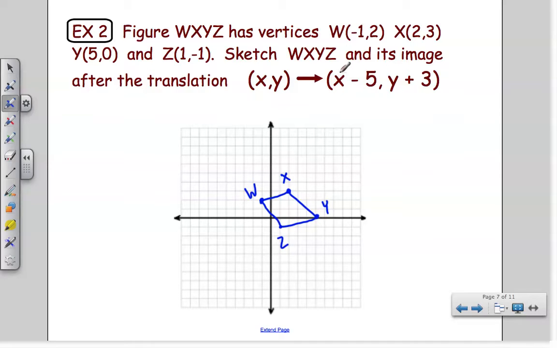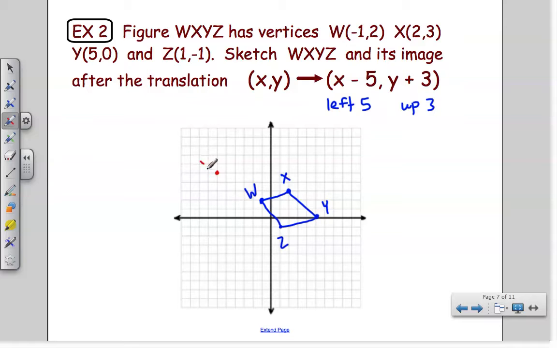What's going to happen to every x if you subtract 5? Well, x goes left and right. And subtracting 5 from x should move every one of these points left 5. Y goes up and down, but we're adding 3 to y, and adding 3 to y is getting 3 bigger, so we're going up 3. So every single point, I want to go left 5, up 3. So I could start here and just do that. Go left 5 and go up 3.